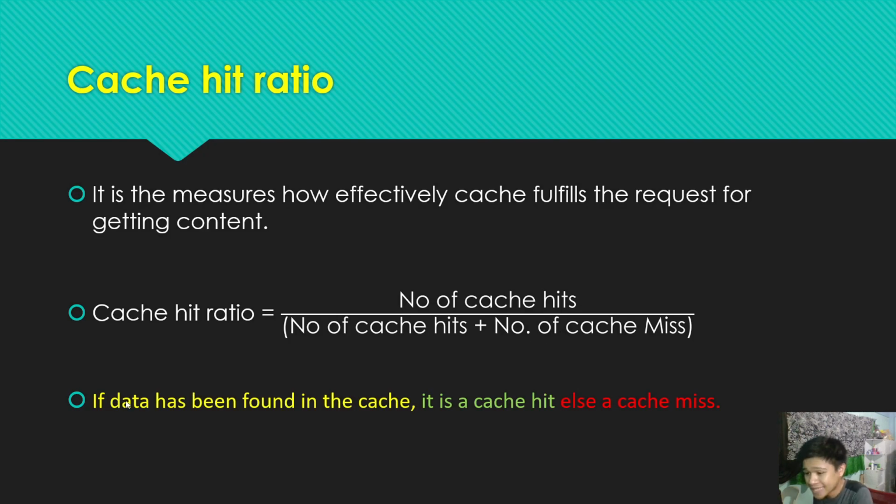If data has been found in the cache, it is a cache hit. Else, it is a cache miss. I think it's very straightforward. If it's in the cache, it is a cache hit, but if it's not in the cache, then it's a cache miss. Later on we'll discuss cache hits and cache misses further.